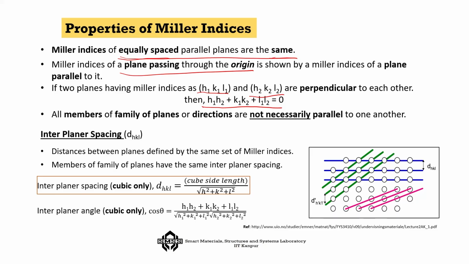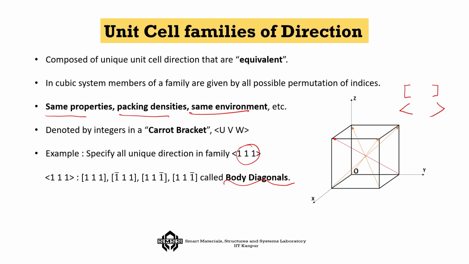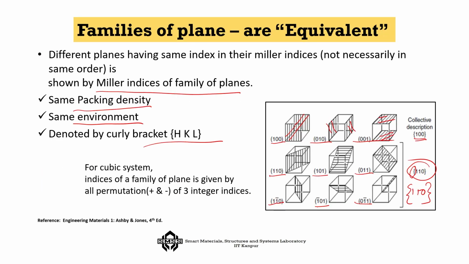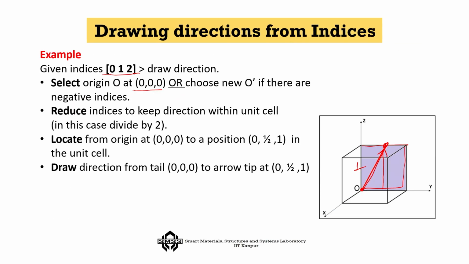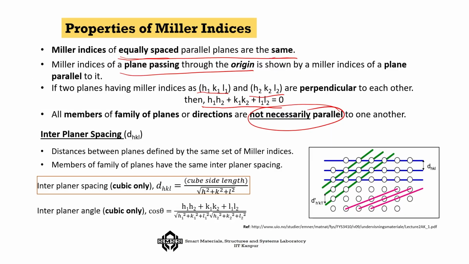All members of a family of planes or directions are not necessarily parallel, right. You have seen it already that these are the same family in terms of direction, and similarly, when we talked about the planes, you can also see that sometimes these planes are parallel, but this plane and this plane are not parallel to each other. So, a family does not mean that they will be parallel. We have to keep that point in our mind.